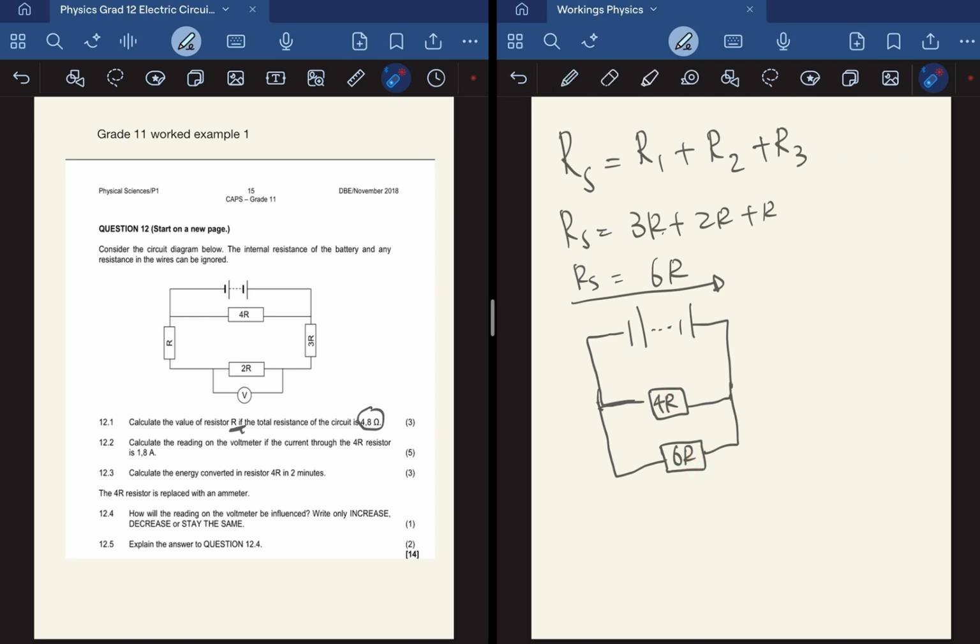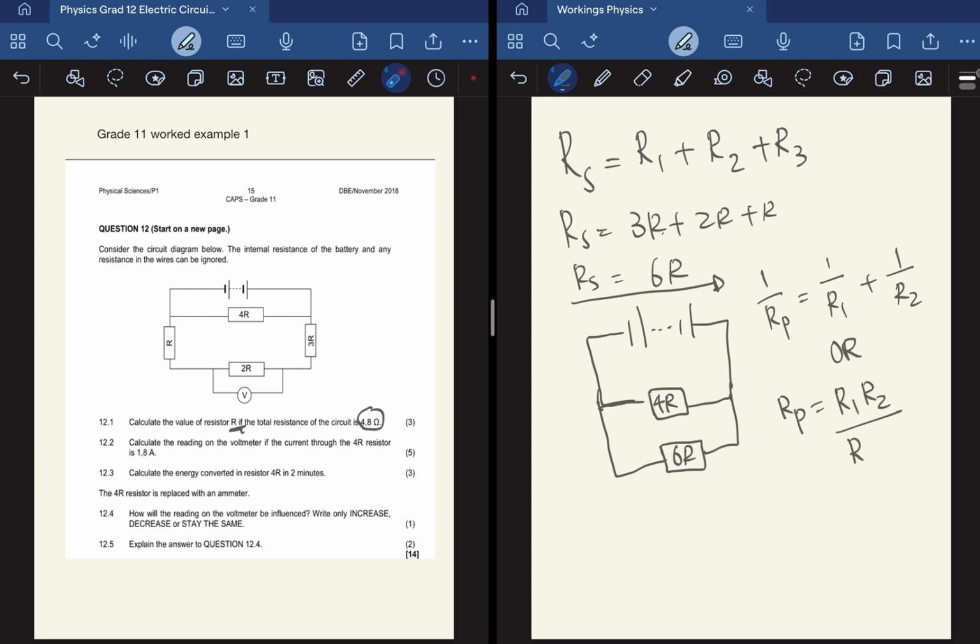And so now for you to calculate the total resistance, you are going to use a parallel equation. We have two equations. You can use this one, 1 over Rp is equal to 1 over R1 plus 1 over R2, or you can also say Rp is equal to R1 R2 over R1 plus R2. But for this second equation, we only use it when we have two resistors connected in parallel. And in this case, we do have two resistors connected in parallel.